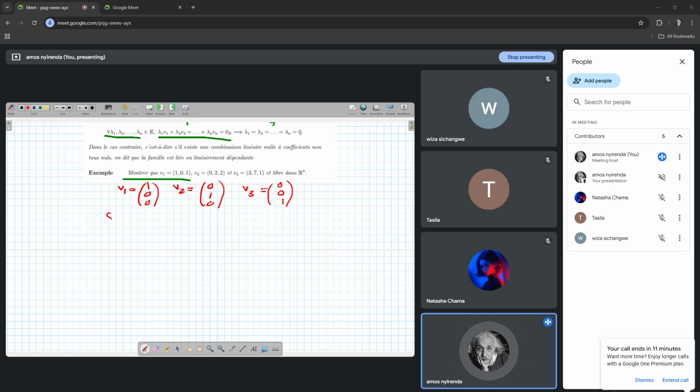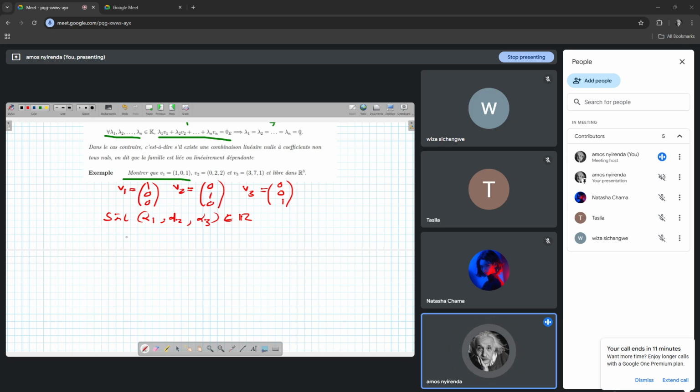So we need scalars. I'm just going to call them alpha 1, alpha 2, and alpha 3. So these are elements of R in this case. So, in this case, our K is R. So let's show that this family of vectors is going to be libre.